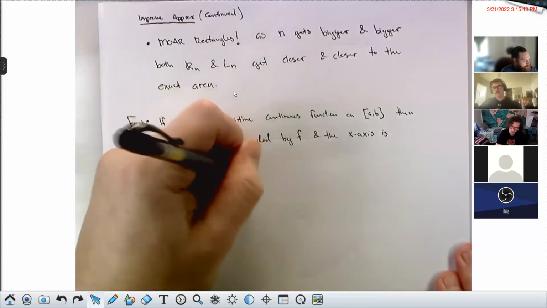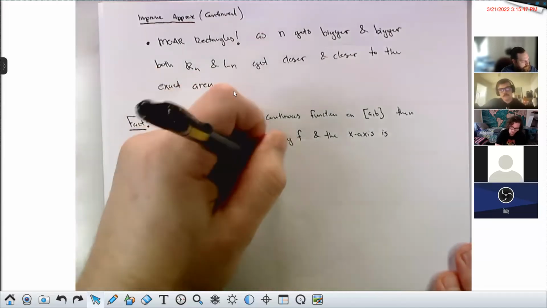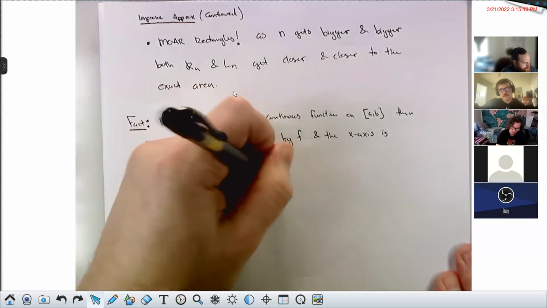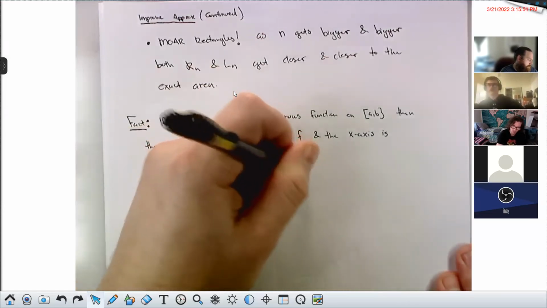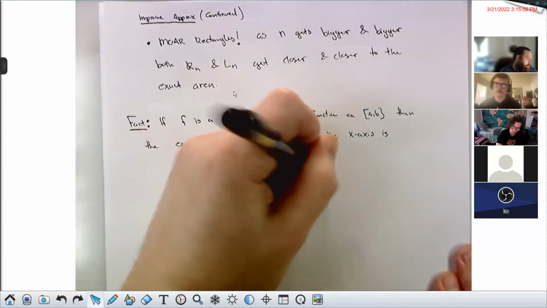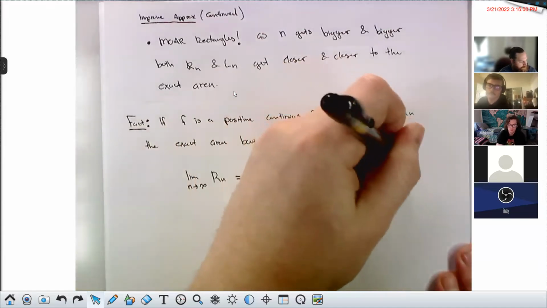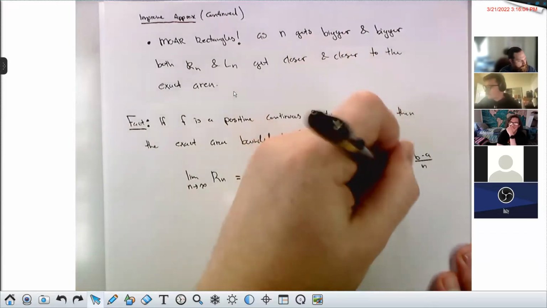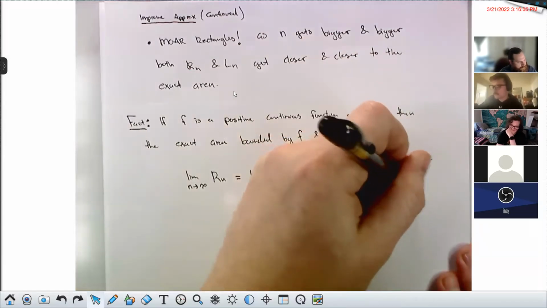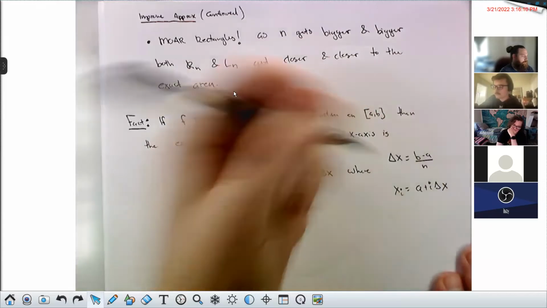And this is the limit as n goes to infinity of the sum from i equals 1 to n of f of x_i times delta x, where delta x is your b minus a over n, and x_i is a plus i delta x.